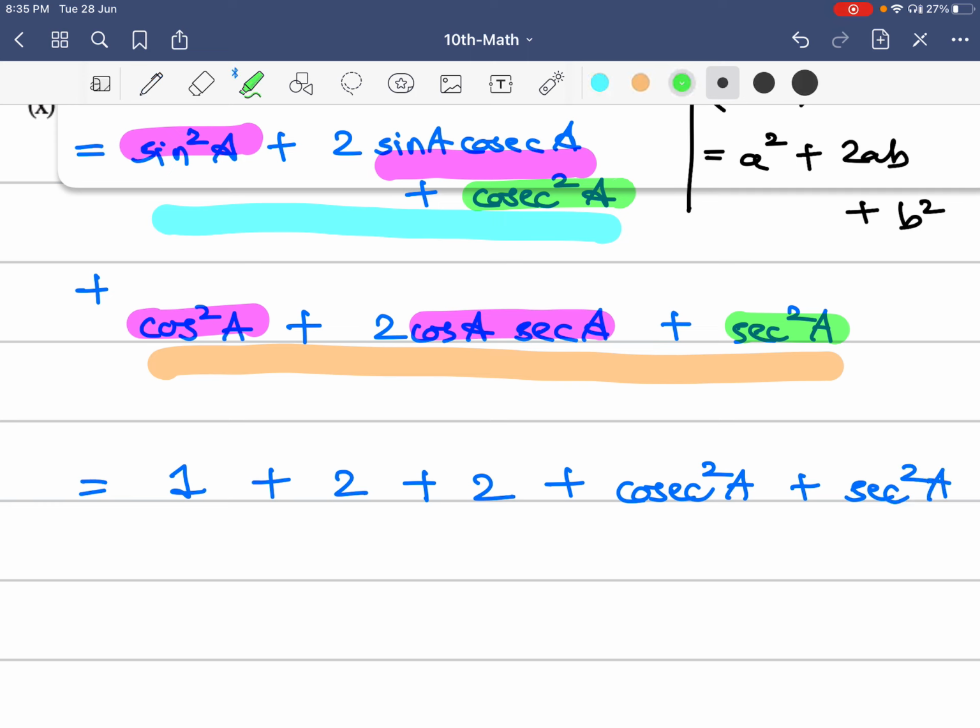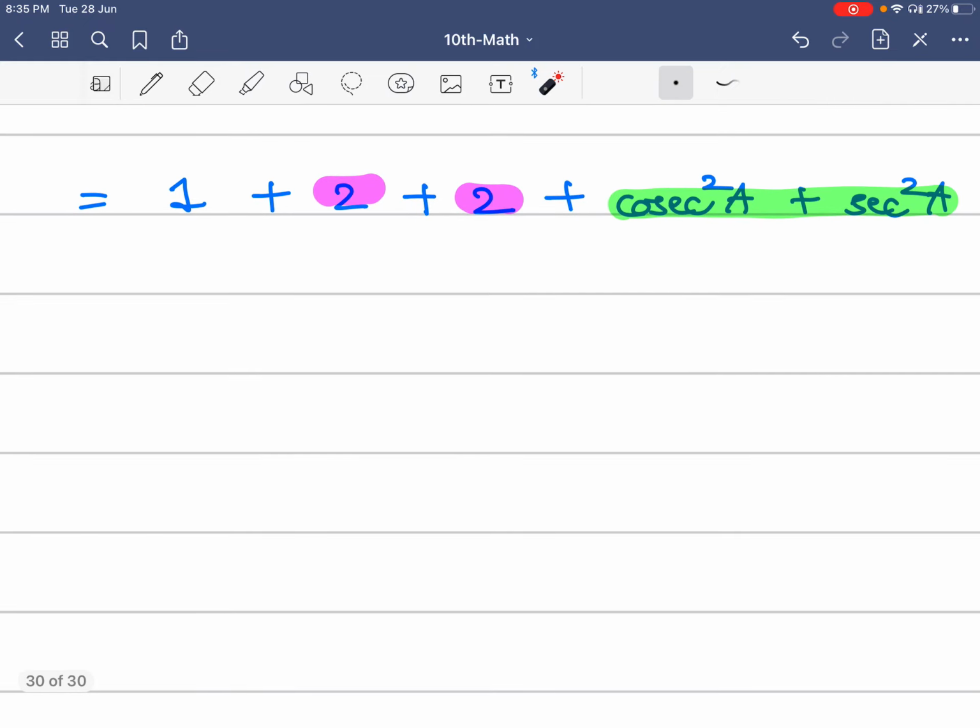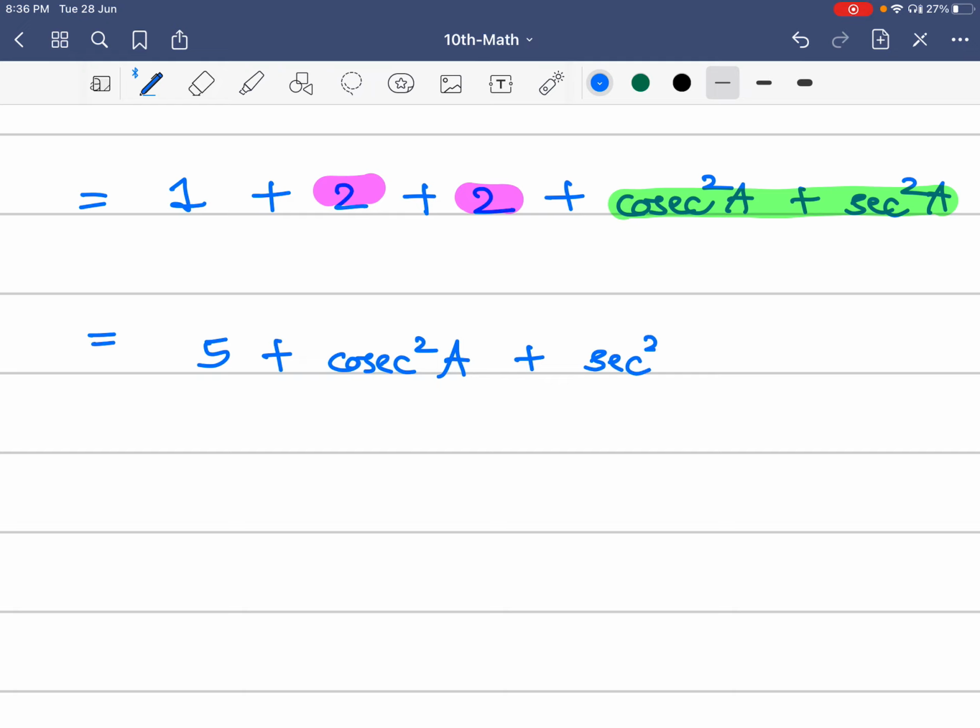Okay, let me just make it clear. This is that 2 and 2. Sin A cosec A cancel each other, cos A sec A cancel each other because they are reciprocals of each other. So now we are at this position, and 1 plus 2 plus 2, that is equal to 5 plus cosec square A plus sec square A.